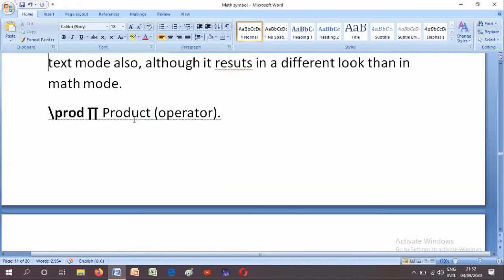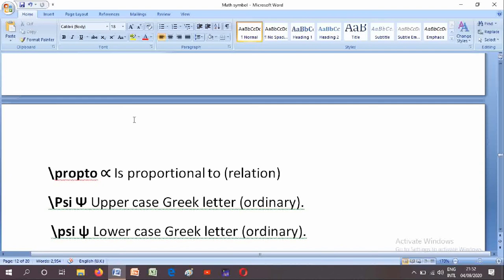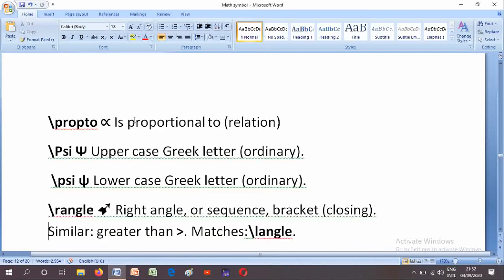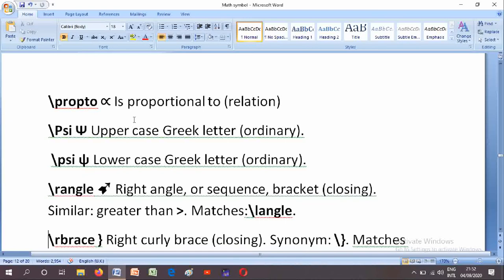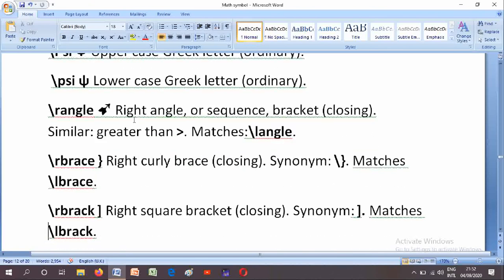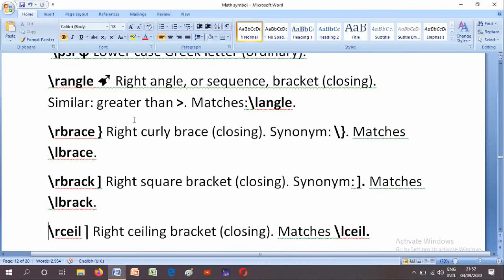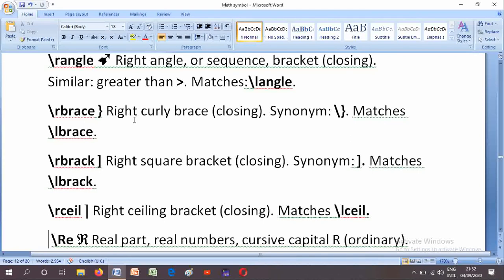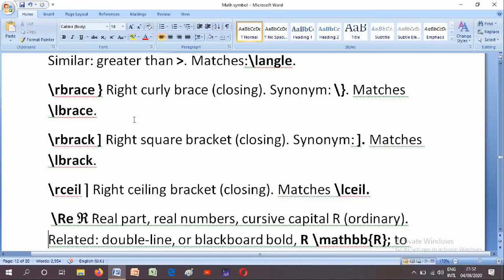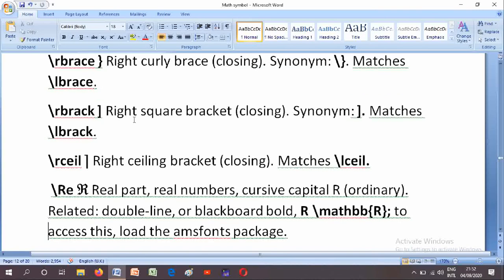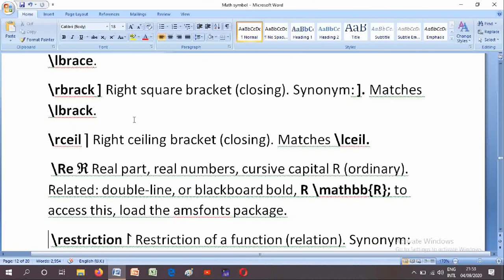\prod, product, for product. \propto is proportional. \psi uppercase Greek letter, \psi lowercase Greek letter. Right angle bracket or closing, similarly greater than, matches. \rbrace, right curly braces, similarly \lbrace. \rbrack, right square bracket, and its similarly is its inverse, square bracket, and matches is \lbrack. \rceil, right ceiling bracket or closing, matches is \lceil. \Re, real for real part, and its synonym is \mathbb{R}.